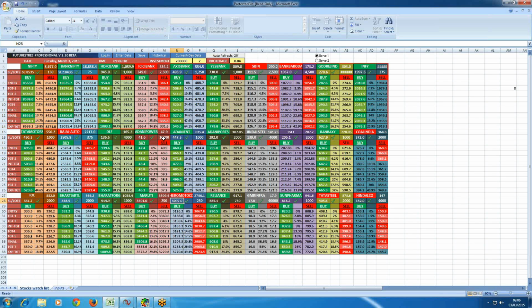So let me just check where is the pre-open. So it was supposed to be a flat opening. It seems like a flat opening only.